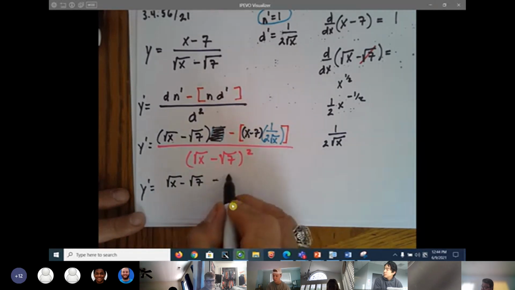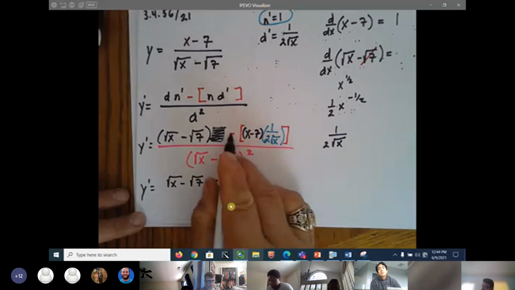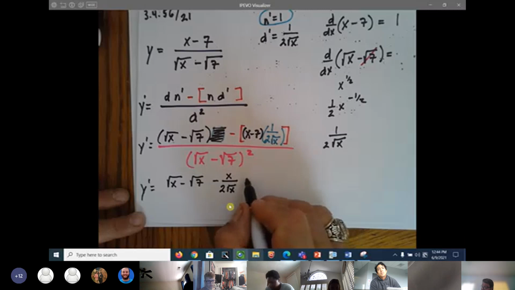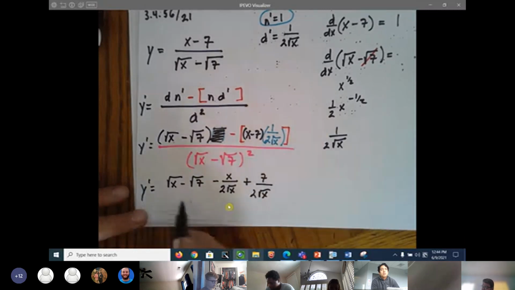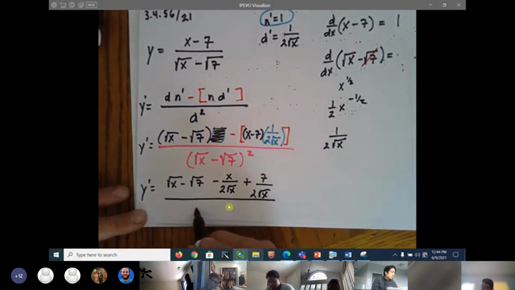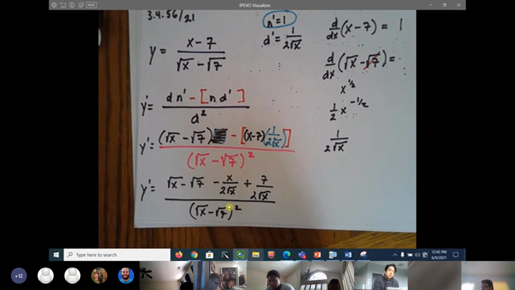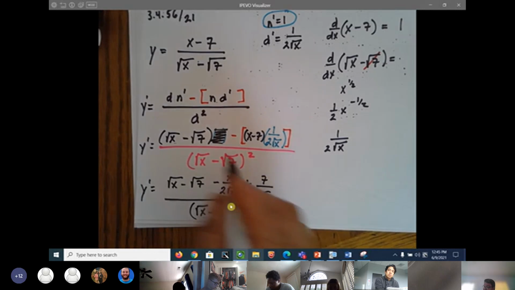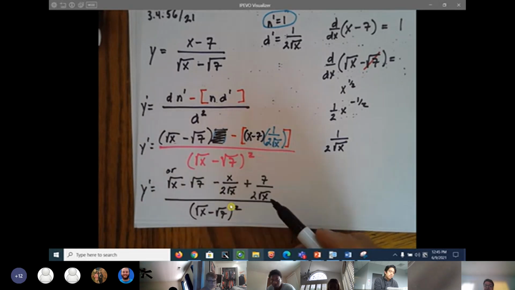So that would be negative x over 2 square root of x. Negative times a positive, negative is a positive, 7 over 2 square root of x, all over square root of x minus square root of 7 over 2. Now, I don't see anything that cancels. So I'm going to say that these two could possibly be your answers. They might have this out front of this. I don't see anything canceling.